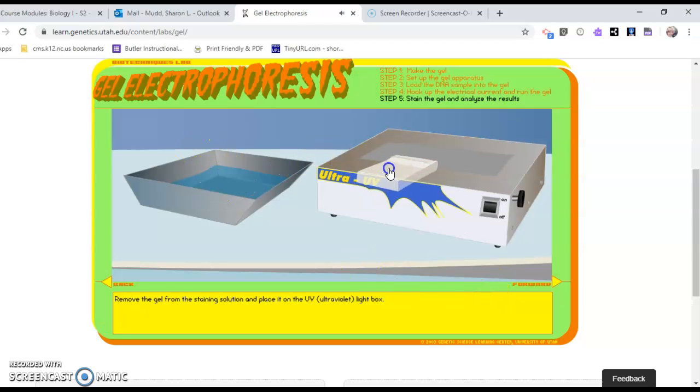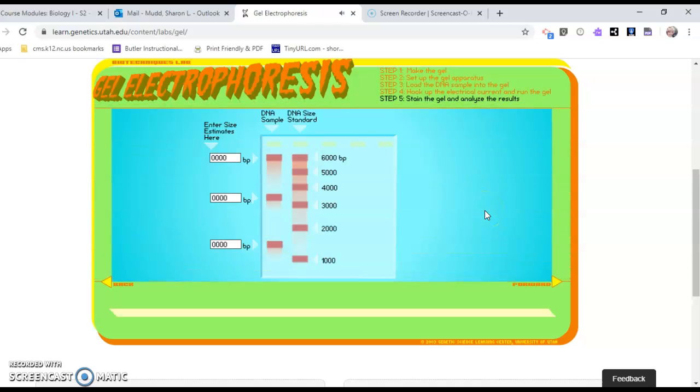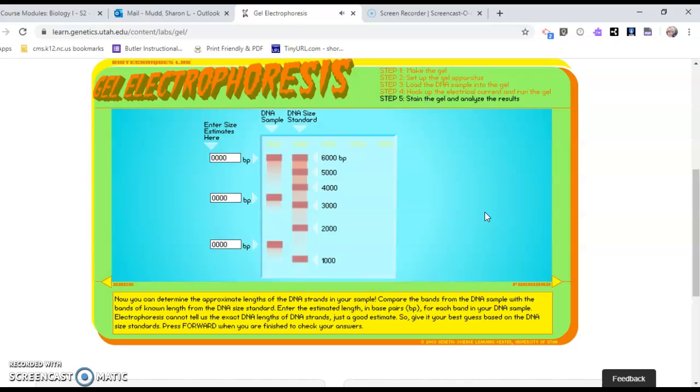Let's put the gel on the UV box. Then turn that on. Look at that. Now you can determine the approximate lengths of the DNA strands in your sample. So we're going to compare the bands from the DNA sample with the bands of known length from the standard. This is going to help us answer question number 9. So right here, this is the standard. It says 6,000 base pairs here. So we should be able to determine what it is here.